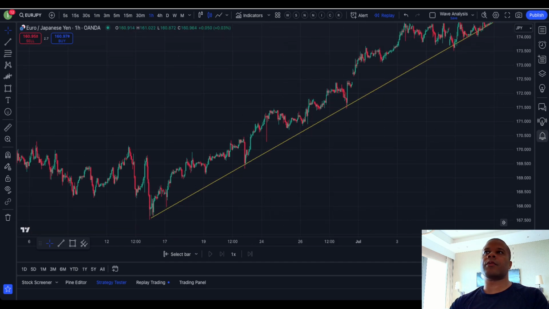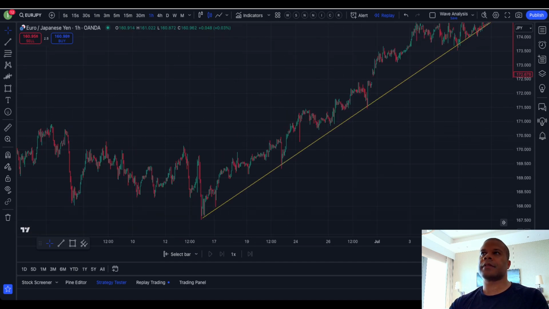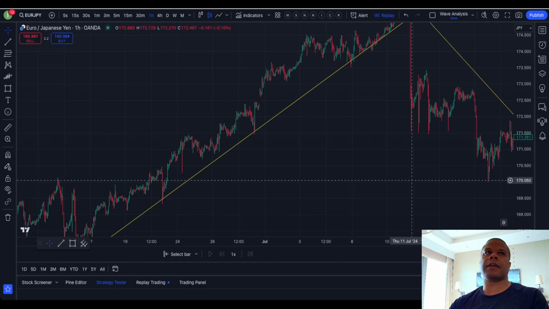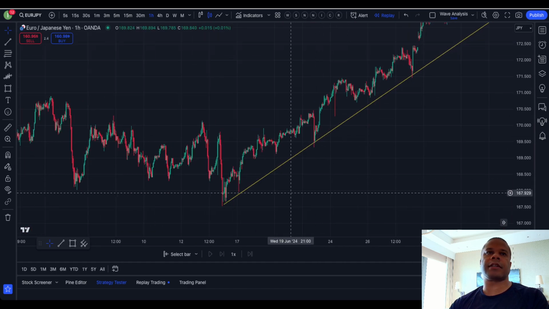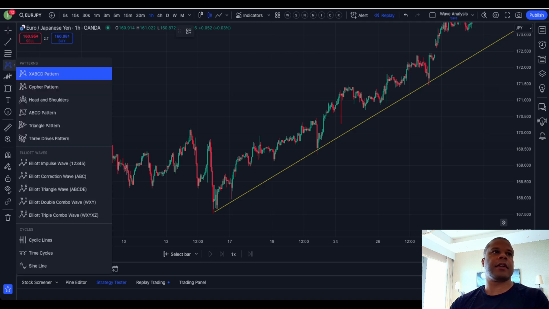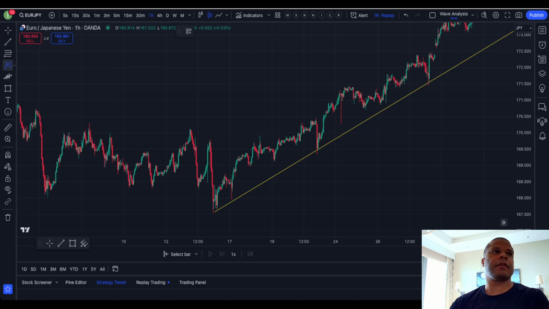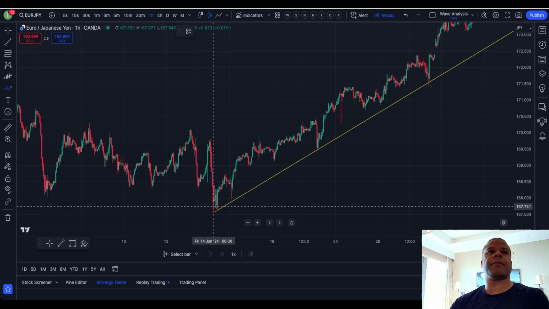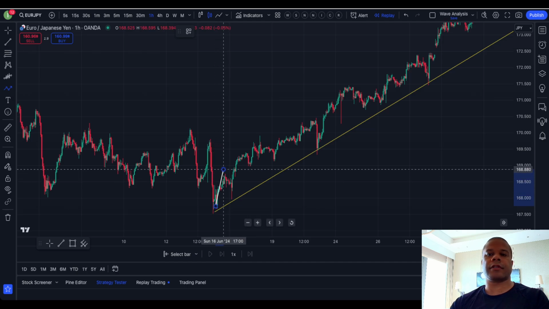So if we go in this uptrend, we could see, let's say we go from the start of this uptrend. I'll begin my tool. We can see that the market started to create structure.